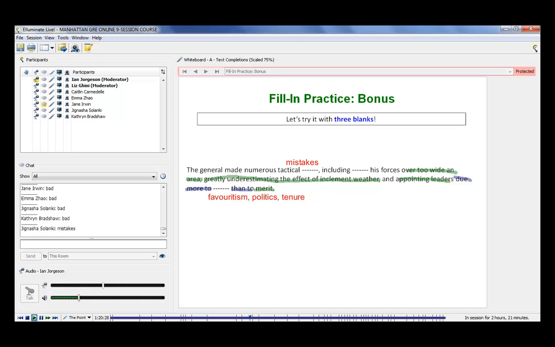Now I need the second blank. And personally for me, this was the easiest blank because I think the clue, including blank his forces over too wide an area, I think too wide an area is really good. But other people might not see it that way. But I do agree here with what Jane is saying, spreading out his forces over too wide an area.